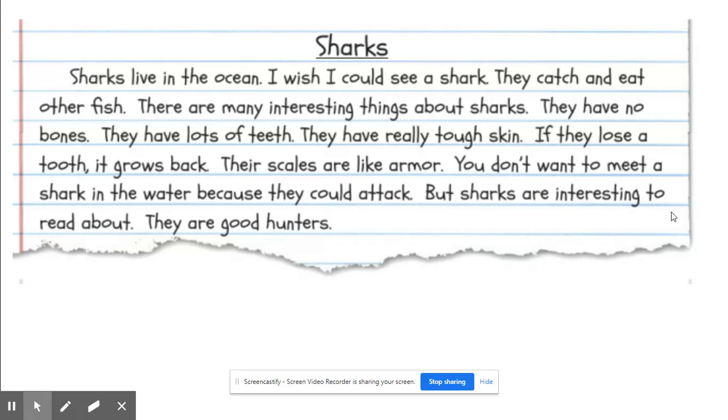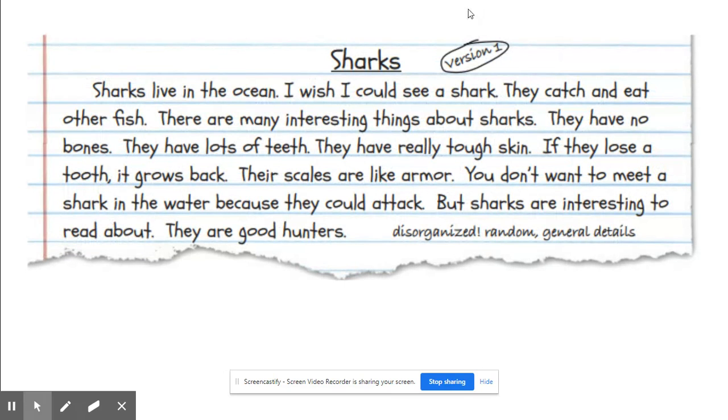So this version, the first version, is called Sharks. Sharks live in the ocean. I wish I could see a shark. They catch and eat other fish. There are many interesting things about sharks. They have no bones. They have lots of teeth. They have a really tough skin. If they lose a tooth, it grows back. Their scales are like armor. You don't want to meet a shark in the water because they could attack. But sharks are interesting to read about. They are good hunters.